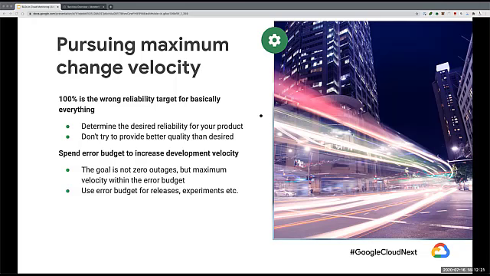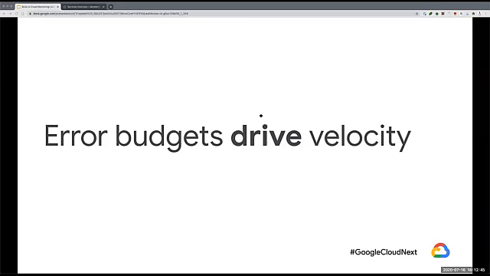But the error budget that you actually have available is how you increase velocity, right? The goal is not 0 outages. The goal is to be within your error budget and maximize velocity within that, right? So any error budget that you do not use for things like releases or experiments is in a way wasted, right? It's an opportunity for velocity that you're not actually taking advantage of. So ultimately, error budgets drive velocity. They're not an impediment to velocity.